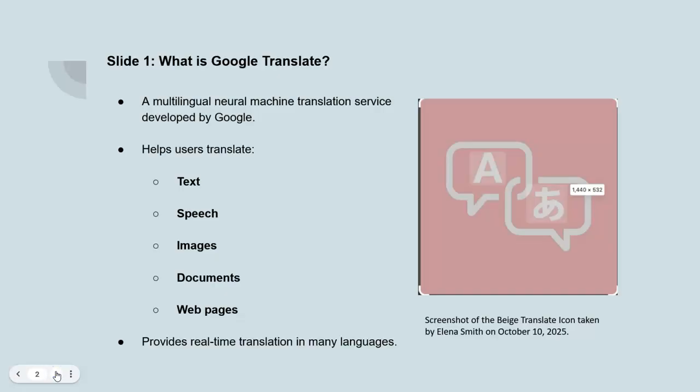Google Translate is an electronic communication tool developed by Google. It allows users to translate different types of information, such as text, documents, images, websites, and speech from one language to another in real time.